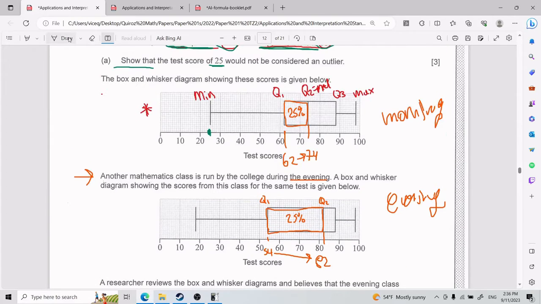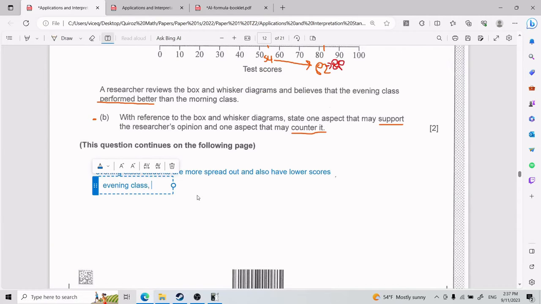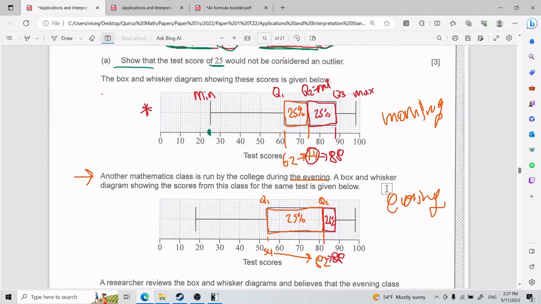But even then, applying the same concept, for the morning class, one of the higher 25% parts goes from 74 to 88. And the smarter kids in the evening class go from 82 to 88. And so for the evening class, you can say the smarter kids are more condensed. When I say they're more condensed, it's like they're more grouped up. So you can say that the evening class is doing better because of that. And so on and so forth.